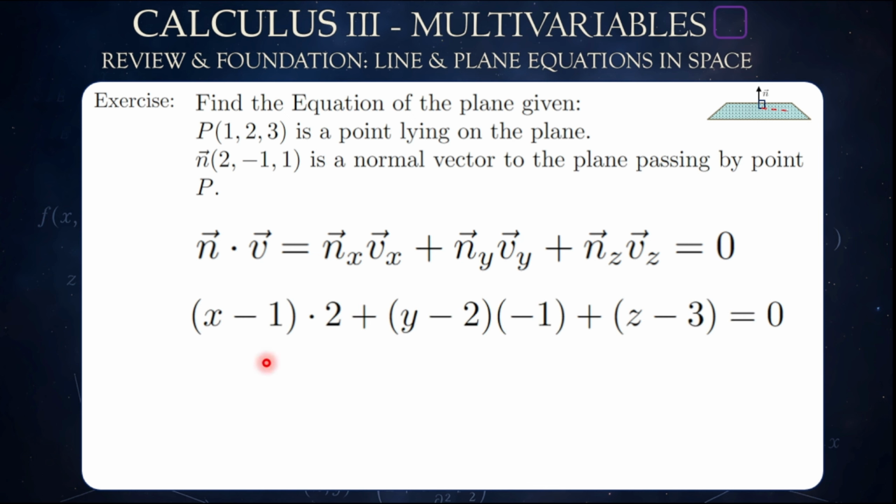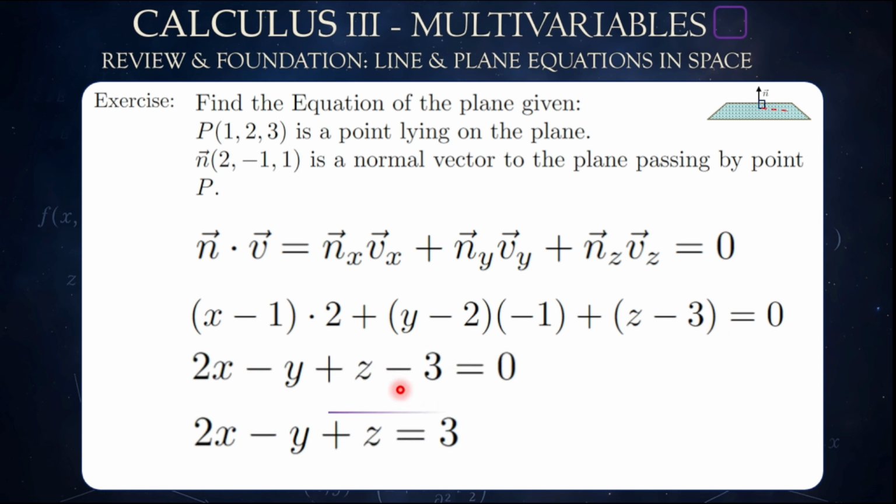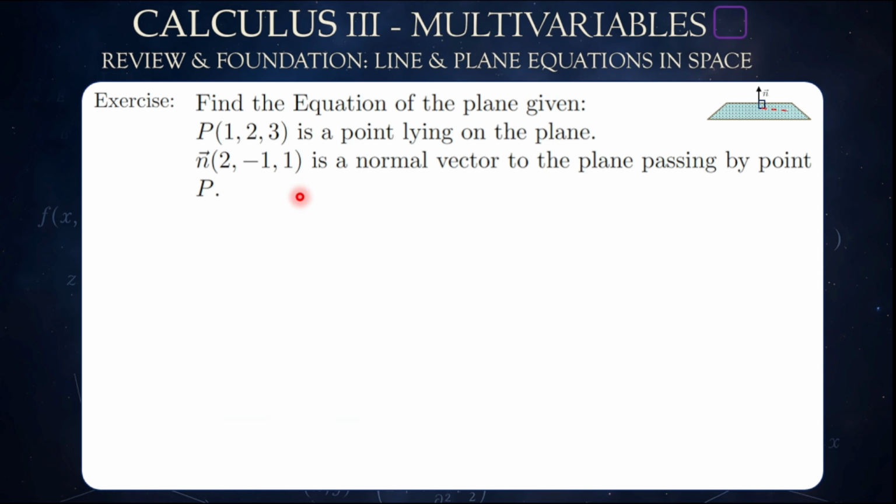Then (x minus 1) times 2 plus (y minus 2) times minus 1 plus (z minus 3) times 1, of course, is equal to 0. Hence, 2x minus y plus z minus 3 is equal to 0. And the equation of the plane is 2x minus y plus z is equal to 3.